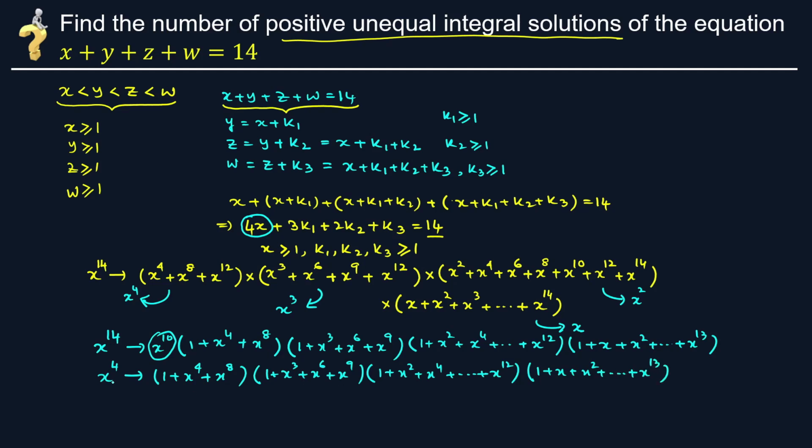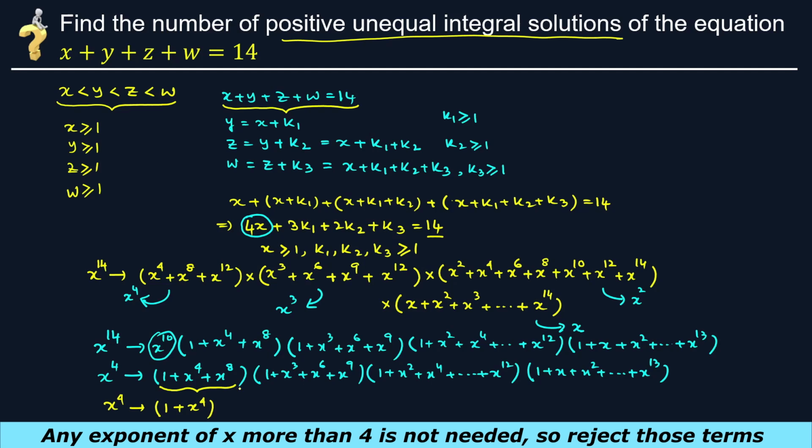Okay, so I need to find out the coefficient of x to the power 4 only. So from this expression, I will only consider, let me write it here. Okay, x to the power 4, we want to find out from this. From the first expression, we will simply write 1 plus x to the power 4 because I don't need x to the power 8.